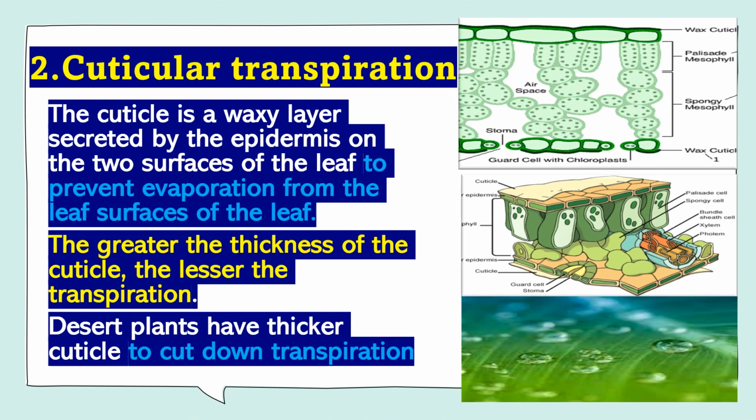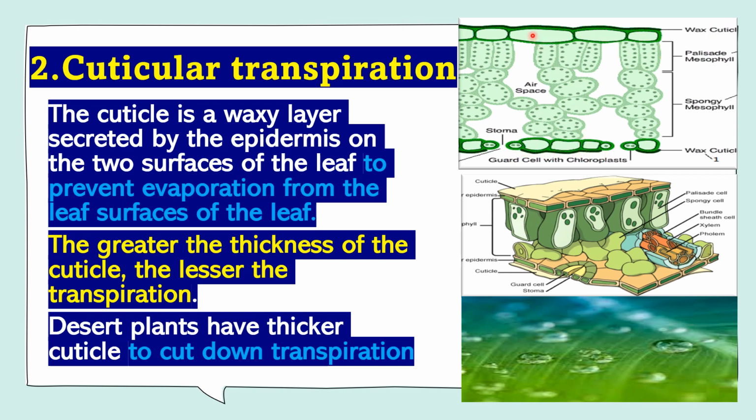The next type of transpiration is cuticular transpiration. What is cuticle? The cuticle is a waxy layer secreted by the epidermis on the two surfaces of the leaf. Here you can see this is the section of leaf, upper and lower epidermis. Then a waxy layer secreted by the epidermis. This waxy layer is next to the epidermis, above the upper epidermis and below the lower epidermis. You can see cuticle, that is a waxy layer.